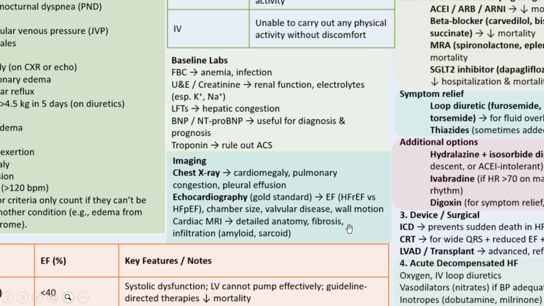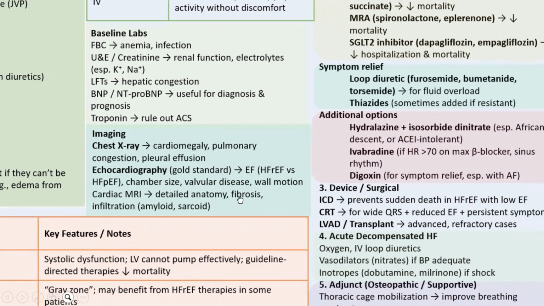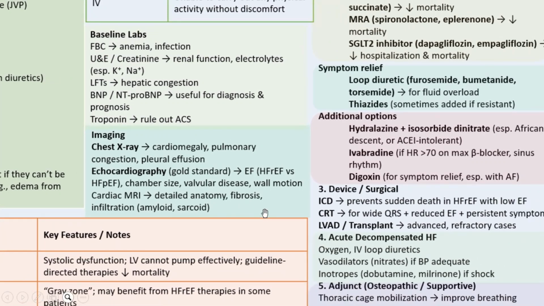Then we can do a troponin to rule out ACS. Yes, troponin, these are markers for cardiac injury. Then during imaging, we can do a chest x-ray. On chest x-ray, we may see cardiomegaly, we may see pulmonary congestion, effusion, things like the Batwing sign.